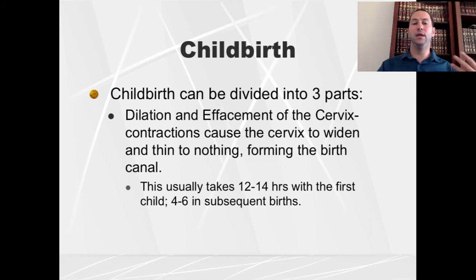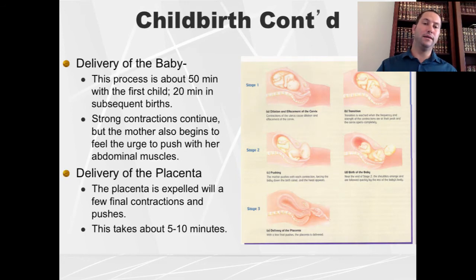This usually doesn't occur quickly, particularly with first child. You have contractions, and that serves the purpose of dilation and effacement. It could take you 12, 14 hours. Subsequent births are a little bit quicker. Delivery of the child, this is about an hour for first child. It's pushing. This is the active pushing process. And then you deliver the placenta, or the afterbirth, and that's pretty quick. So if you do the math, according to the slide, this should take you about 15 hours for your first child. These are rough estimates.